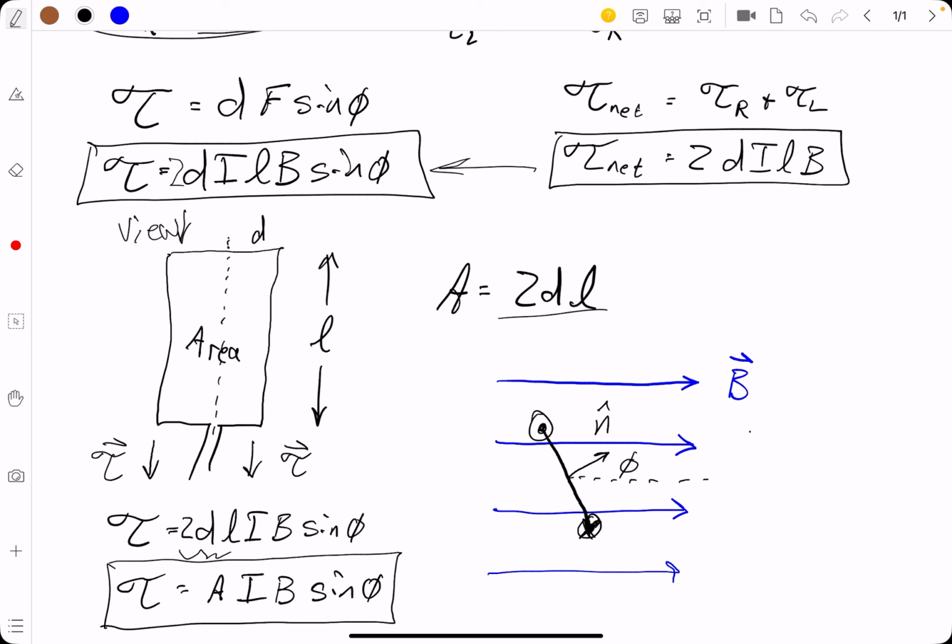Which way is our force going? So our force is current cross B. I've got my current cross B, so the force is going here. And on the top part, it's coming towards us, and our force is coming there. Perfect. So those are our forces.